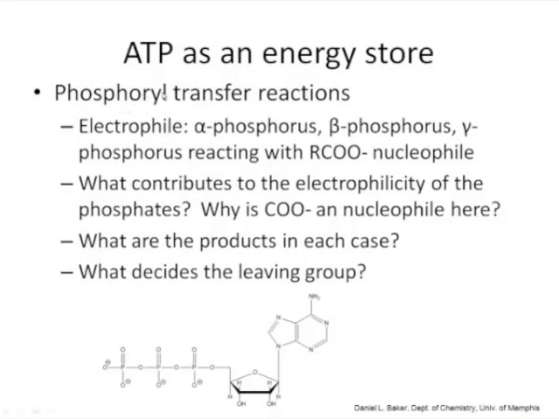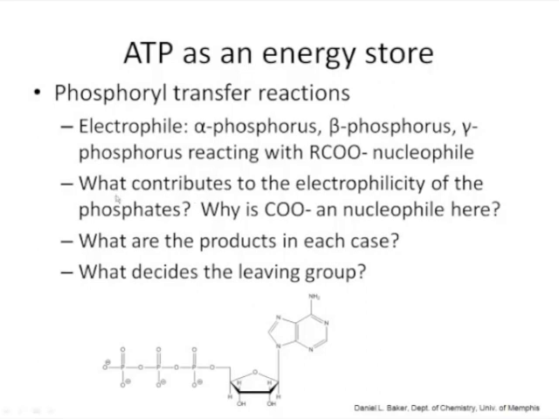There are numerous examples of phosphoryl transfer reactions. In all these cases, or many of these cases, ATP is the phosphoryl donating group. And we have 3 different phosphorus atoms in the phosphate groups here. So we've got an alpha phosphorus atom, which is the phosphorus in the phosphate group closest to the ring here, beta and gamma. And you can react those with things like carboxylate nucleophiles to form mixed anhydrides.